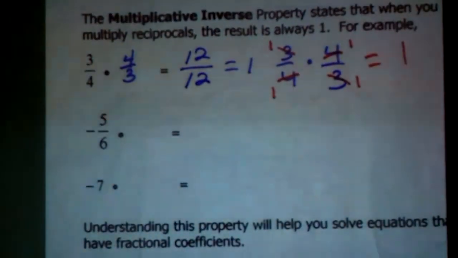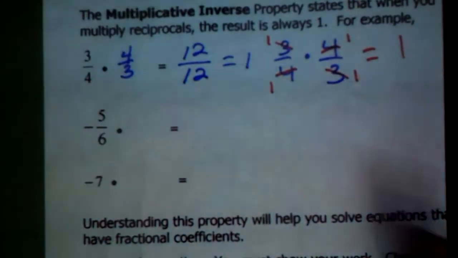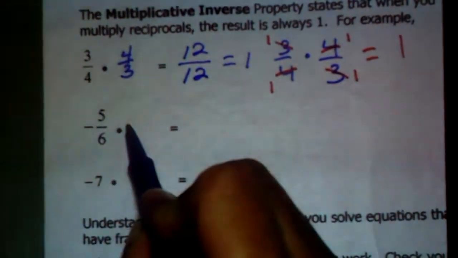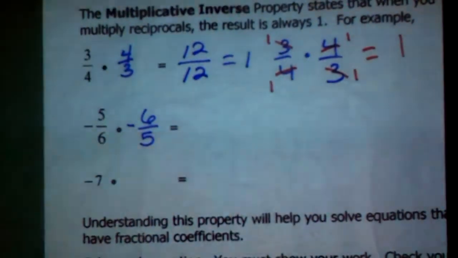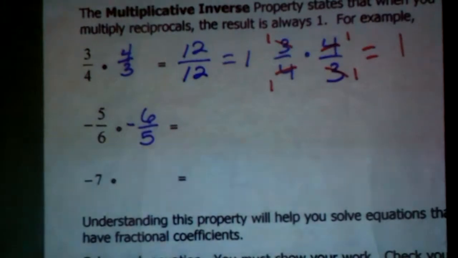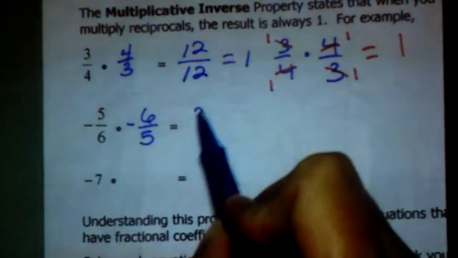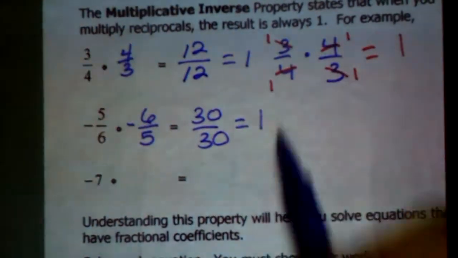Same rule applies with negative fractions. So a negative 5/6, the reciprocal, notice the negative's just out in front, so I'll just throw it out in front over here. Negative 6/5. A negative times a negative is always a positive, so I don't need to worry about that. 5 times 6 is 30. 6 times 5 is 30. 30 divided by 30, that's 1.